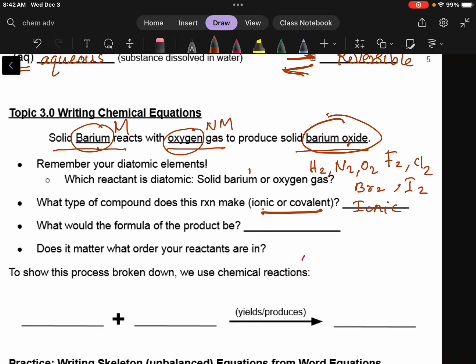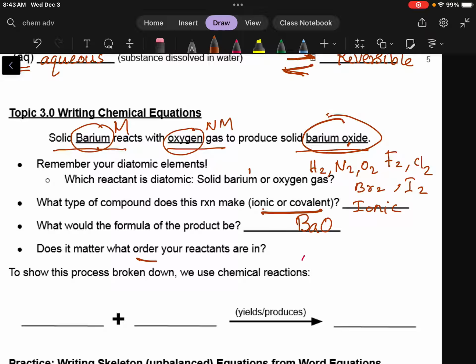It says barium oxide. Barium is in the 2nd group, oxygen is in the 16th group. So look at the charges. Barium has a charge of 2, oxygen has a charge of 2. So we can simplify. So the formula will be BaO.